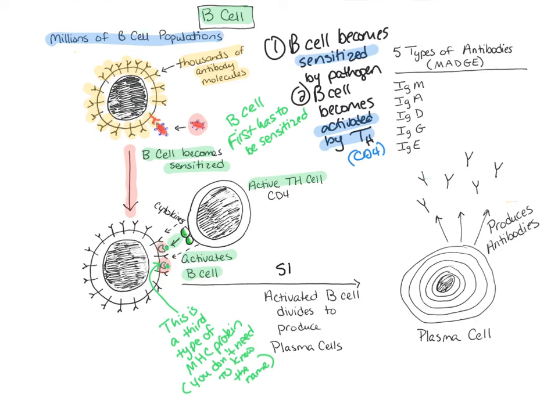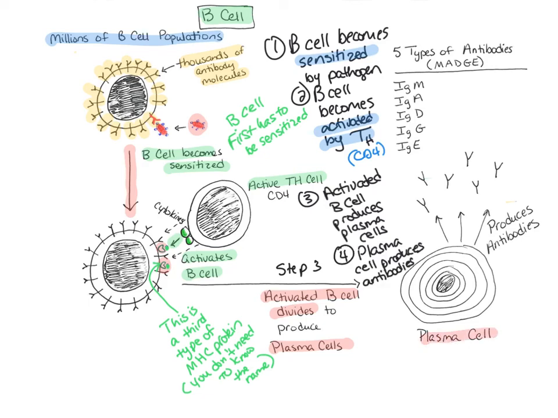Step 3 then, that activated B cell starts to clone and divide and divide and divide. And as it's dividing, its daughter cells differentiate into plasma cells. So step 3, the B cell produces plasma cells as it divides. Step 4, the plasma cell produces antibodies.